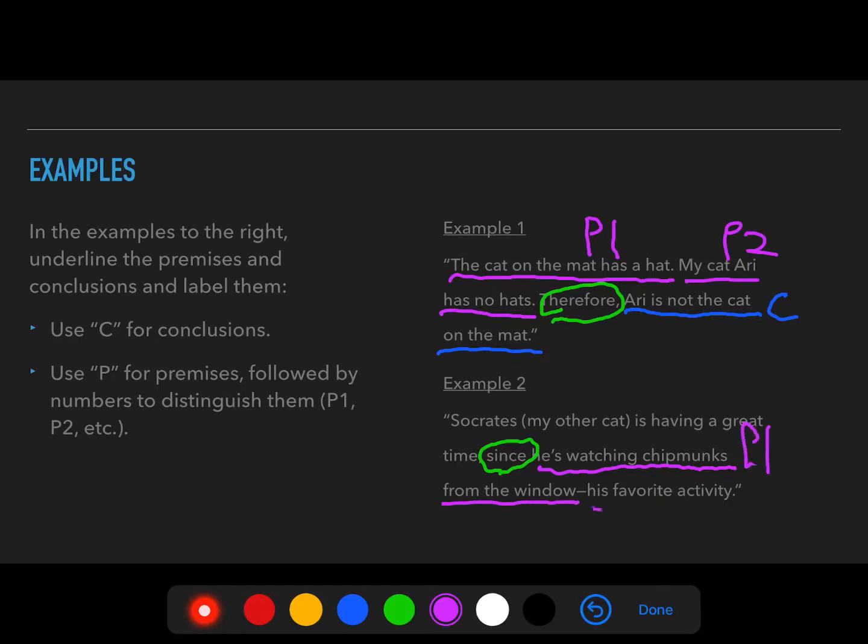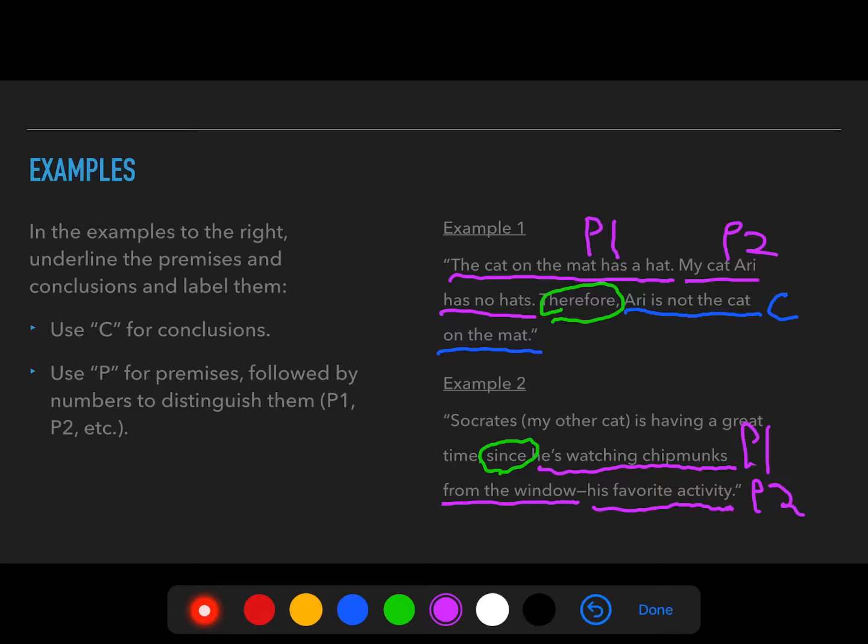And that's his favorite activity. I'm going to label that premise 2. Now, it's not obvious that you would separate that into a separate premise. It would be fine if you just had it as one long premise. But you can see that it's easy to chop that off. It could have just been a separate sentence on its own. When that happens, it's nice to just label it as a second premise, to break it into smaller chunks.